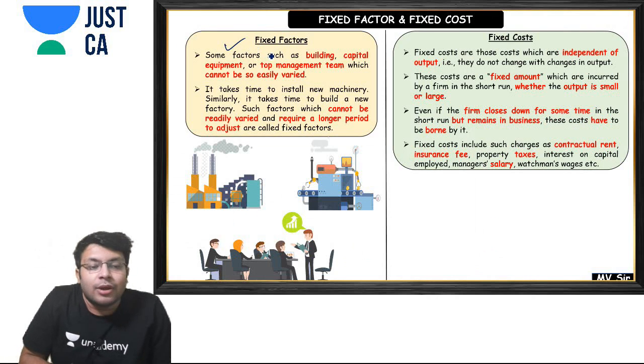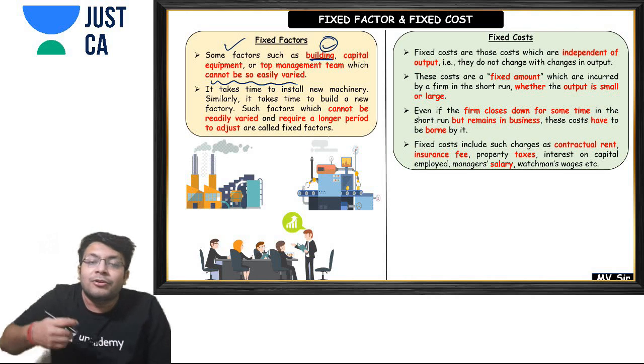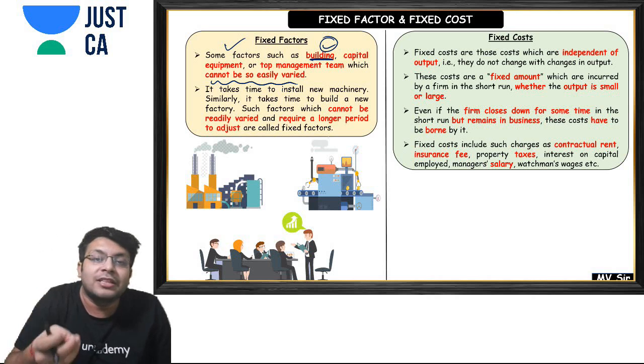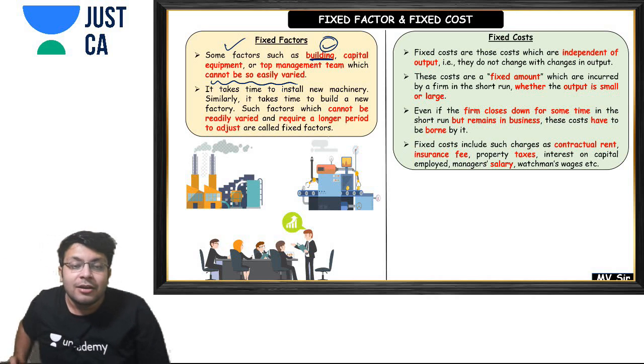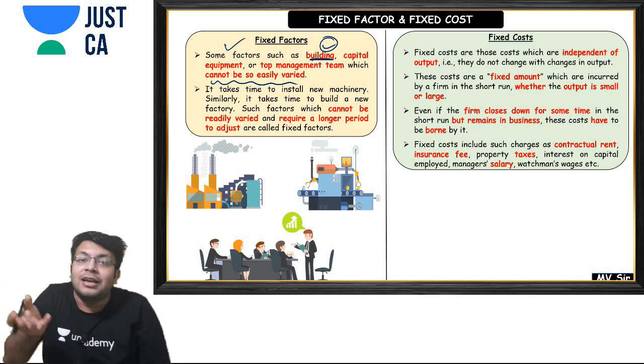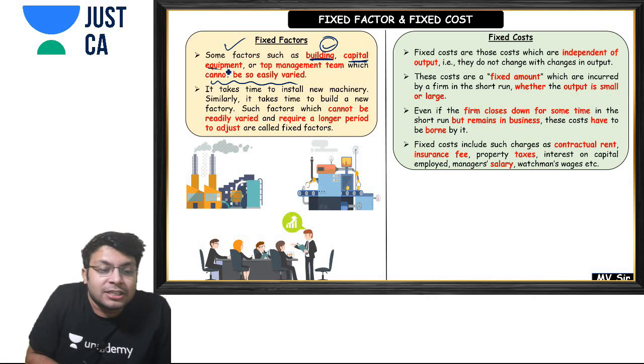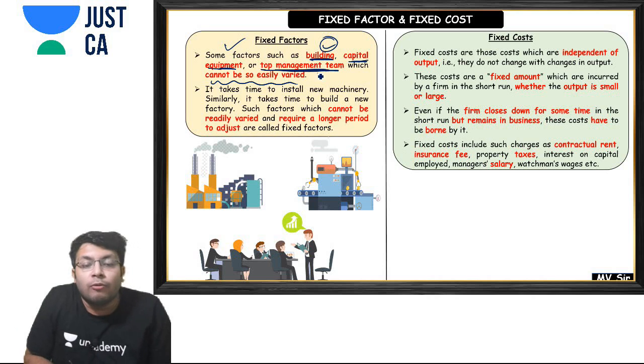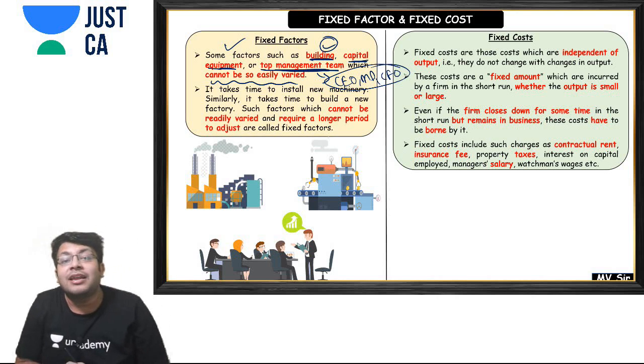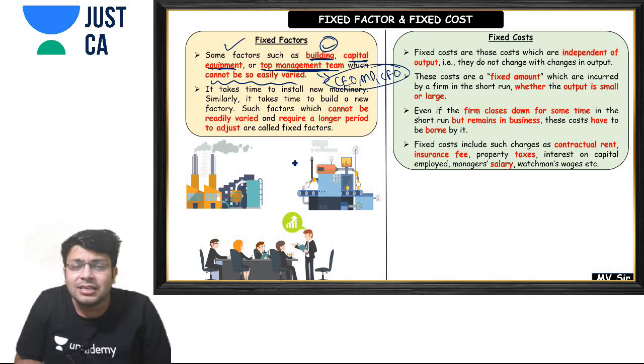Fixed factors are the factors which cannot be easily varied. For example, a building: you cannot keep on buying buildings within a week or two weeks. You cannot increase and decrease your number of buildings in a short time. Then capital equipment, that is machinery, or the top management team. Which are the top management team? The CEO, the managing directors, the chief executive officer, the chief financial officers. All these people are key people of your company, called key management personnel, KMP.